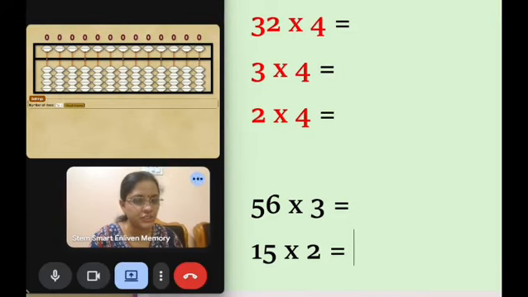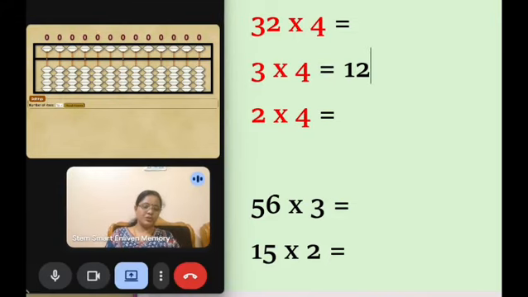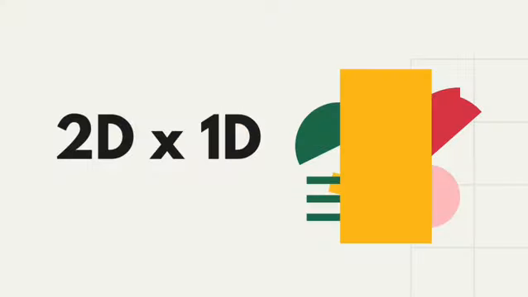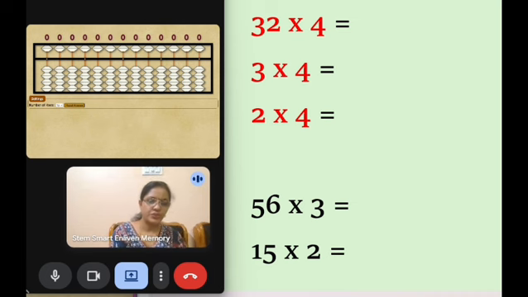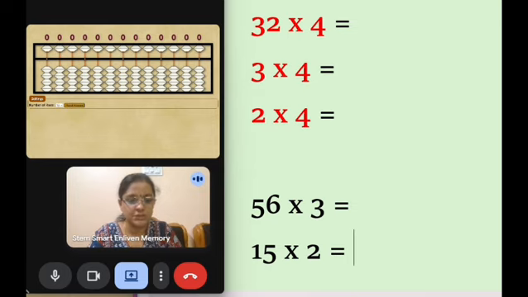How to do multiplication in the Abacus tool. The rule for doing multiplication is that the number of digits in the question should always be equal to the number of digits in the answer. In this video, we will learn double digit into single digit multiplication.